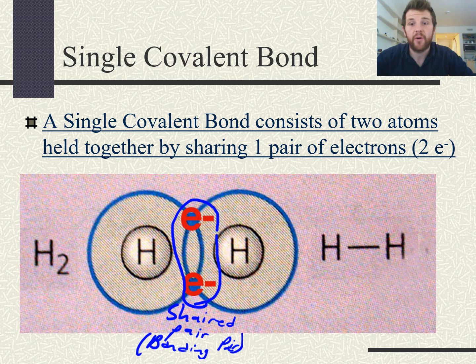We have different types of covalent bonds. Single covalent is held together by one sharing pair of electrons. It'll look like this. So here's 2 hydrogens, and this would be my sharing pair. This is my shared pair. Or you can also think about this as my bonding pair.